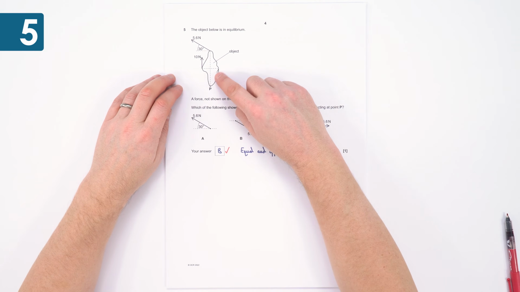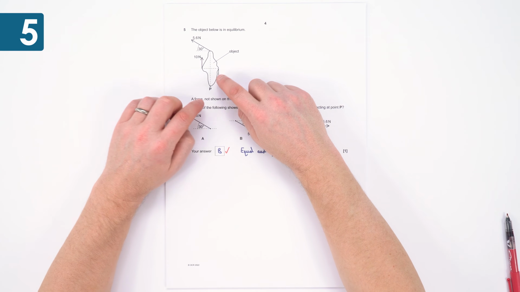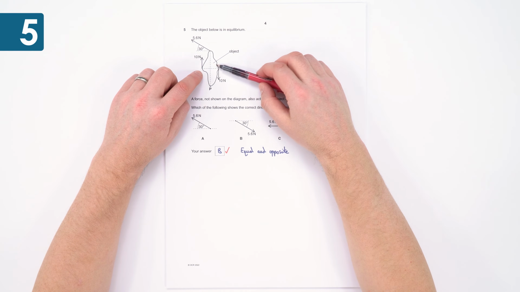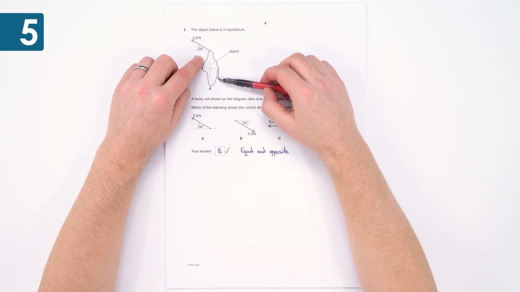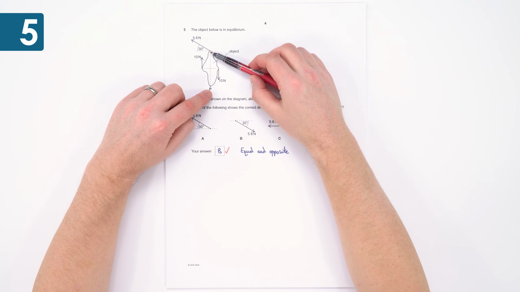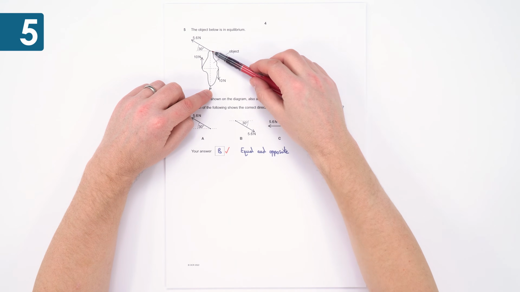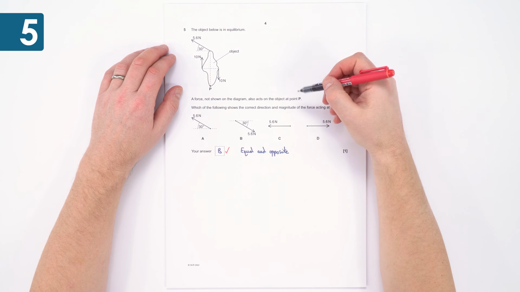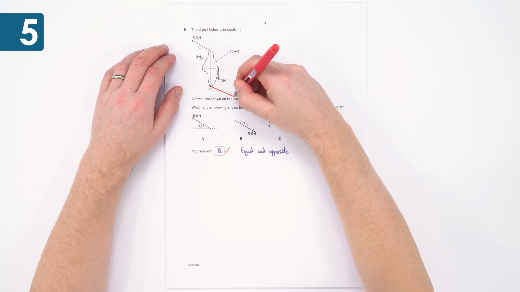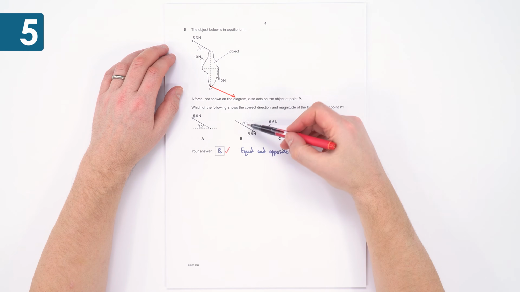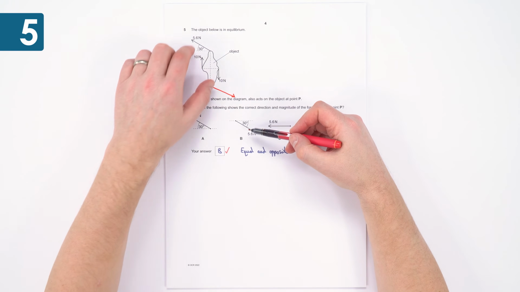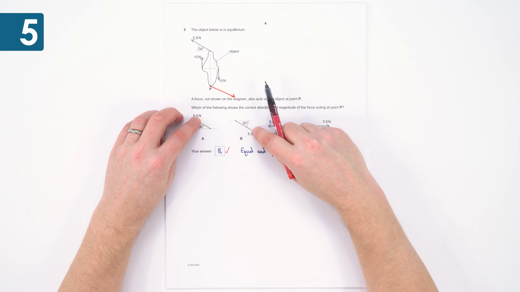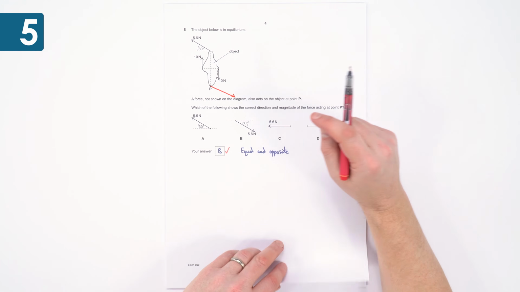It says that the object here in question 5 is in equilibrium, and that means there must be no resultant force on it. So effectively we've got 10 newtons up and 10 newtons down, and there's also going to be a force which must be equal in size to 5.6 newtons, but it must be acting in the opposite direction. So from P, the force must be acting something like that. And therefore here, B is the correct answer. So it's an equal size force in the opposite direction, and it's the only one of these that has an equal size force in the opposite direction.